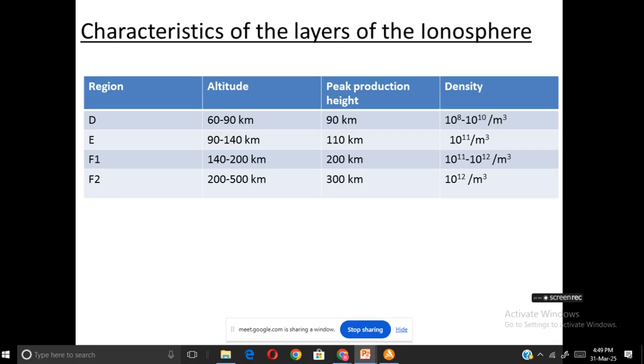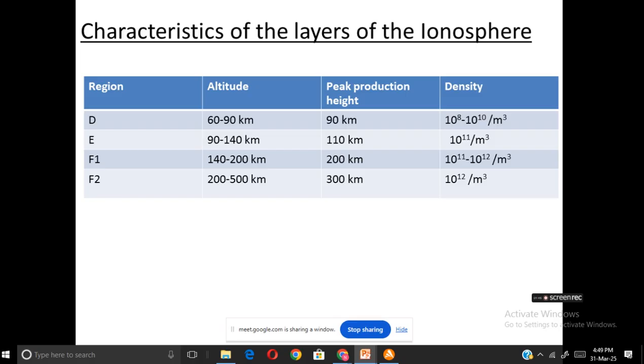This is because of the availability of more intense solar radiation at the higher levels. E is the second layer, extending from 90 to 150 kilometers, and the peak production is happening at a height of around 110 kilometers. The electron density is around 10 raised to 11 per meter cube. Then we have the two regions F1 and F2. F1 is the lowermost F layer, extending from 140 to 200 kilometers. The peak production is at a height of 200 kilometers, and the electron density is 10 raised to 11 to 10 raised to 12 per meter cube.